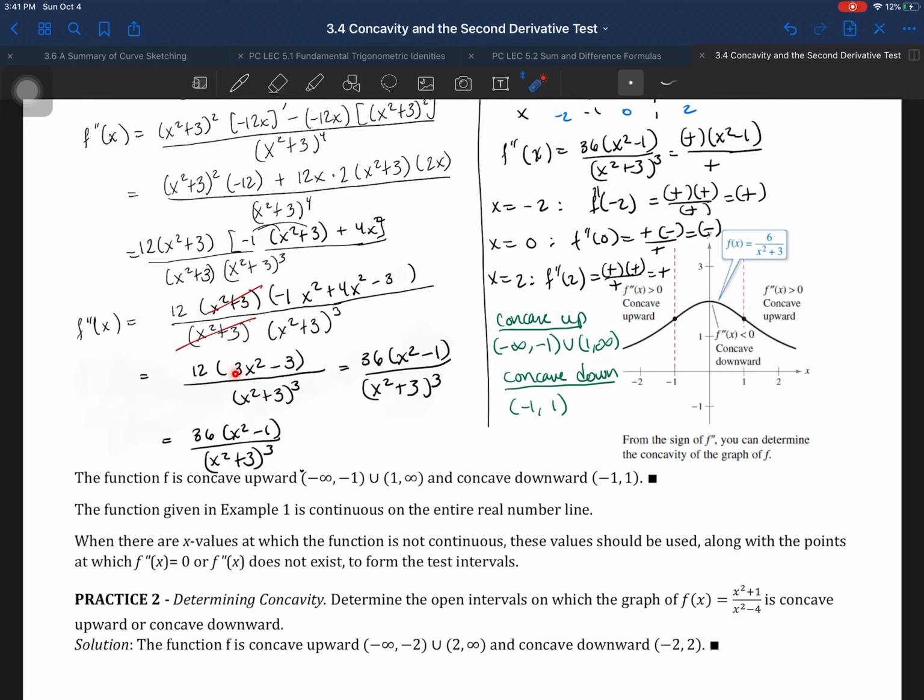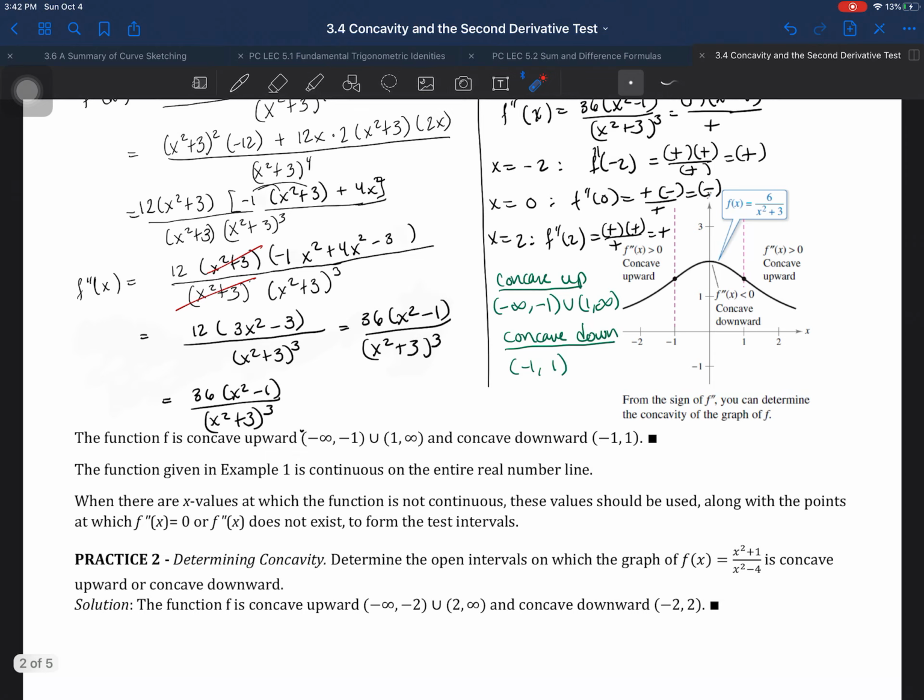So we can see here that we can factor a 3 from those two as well. Factor a 3 from here, and 3 times 12 gives us 36. We're left with the difference of x squared and 1 all over that, and that's our second derivative.